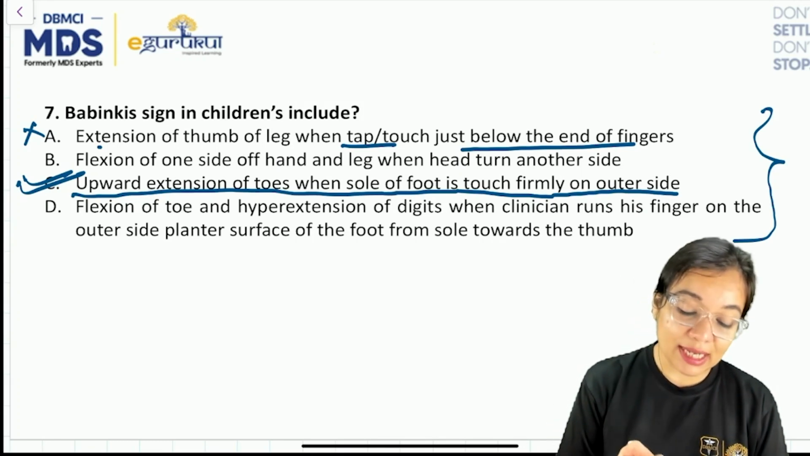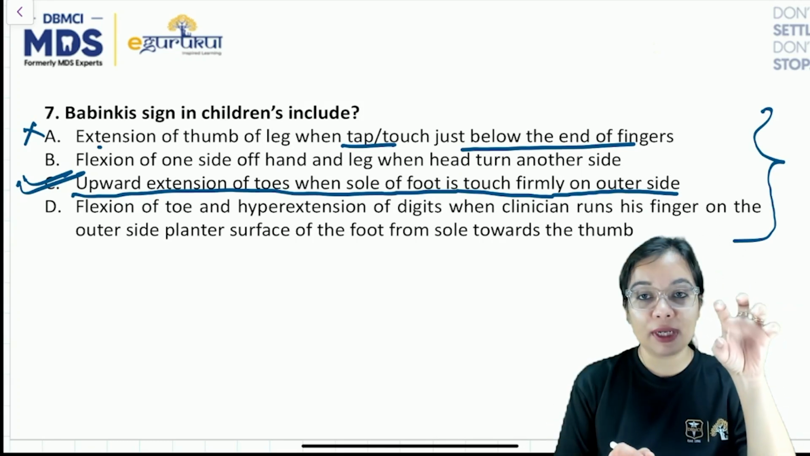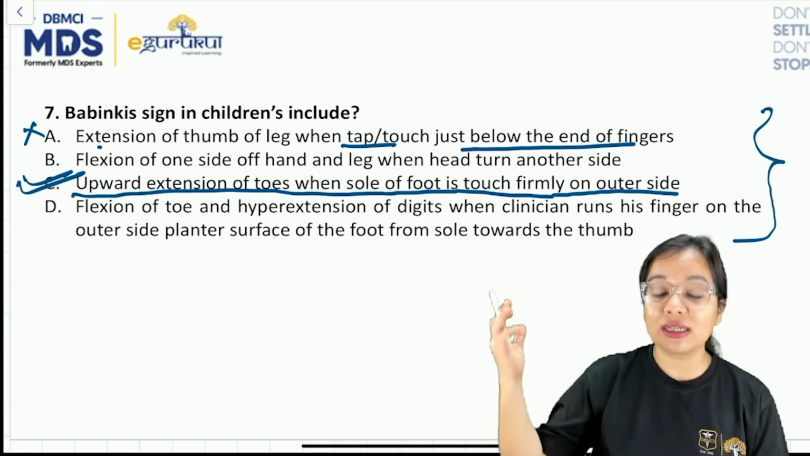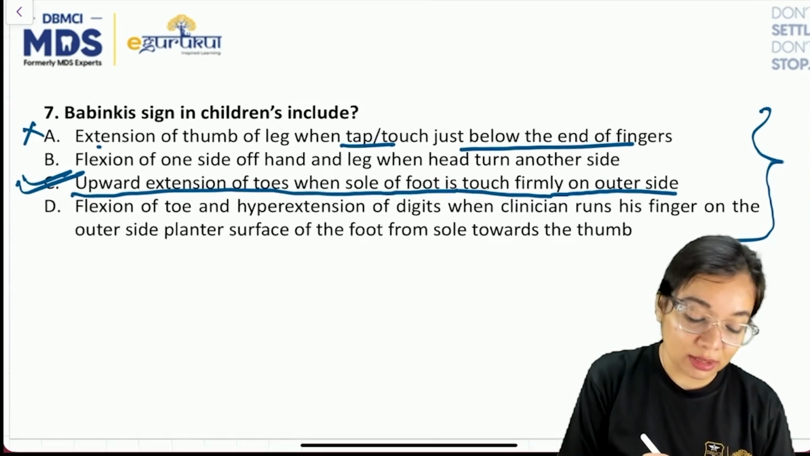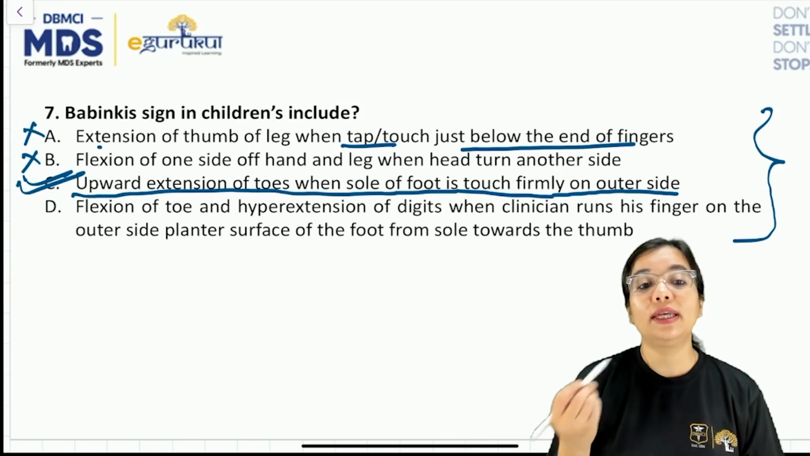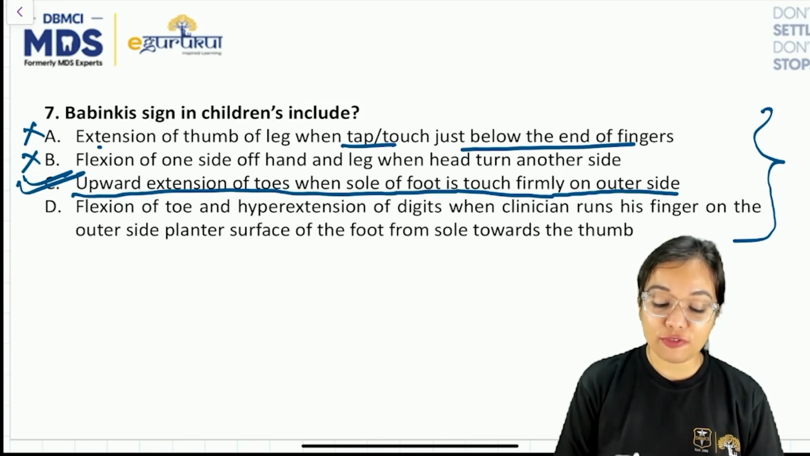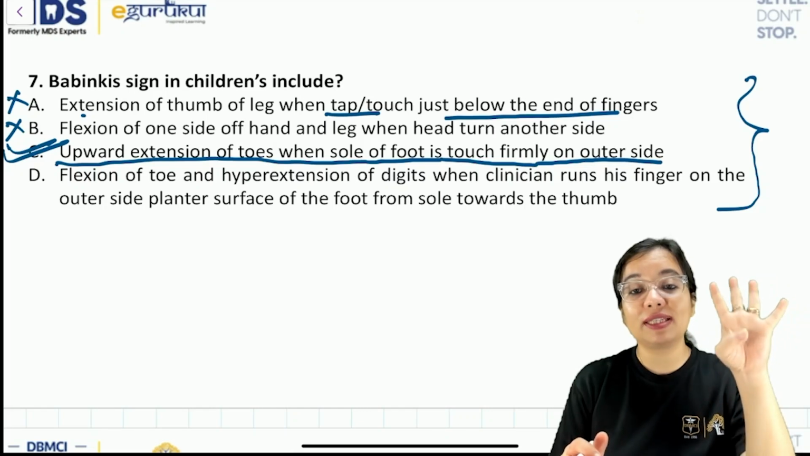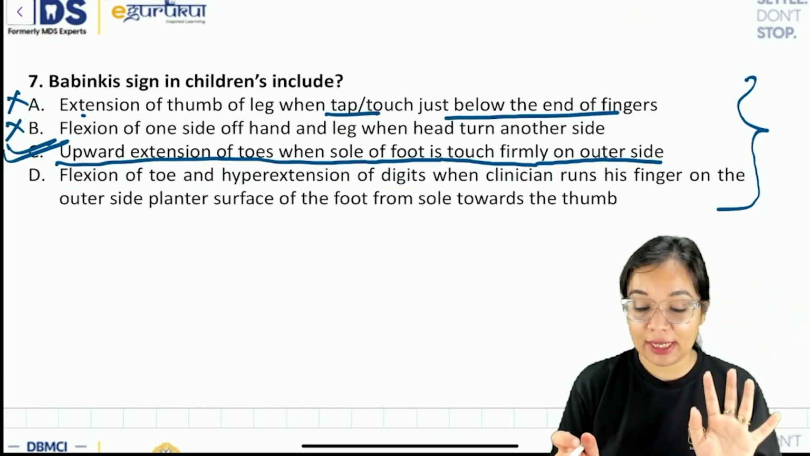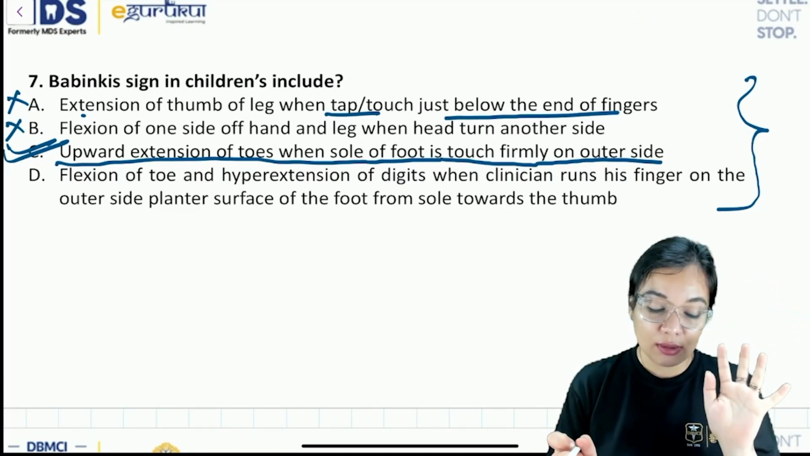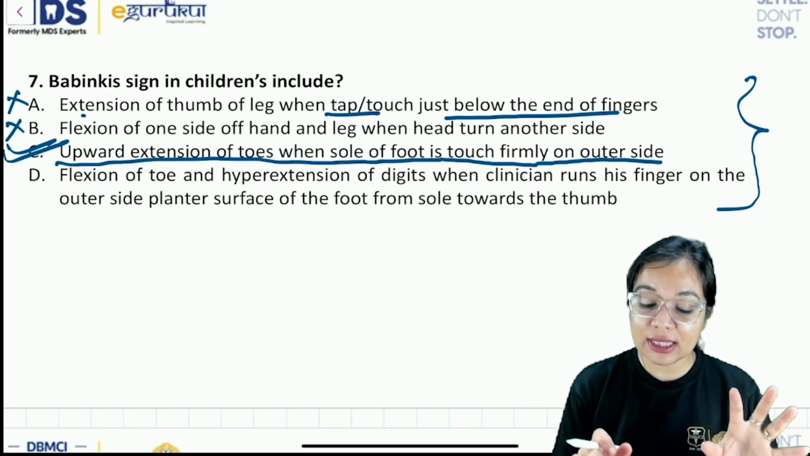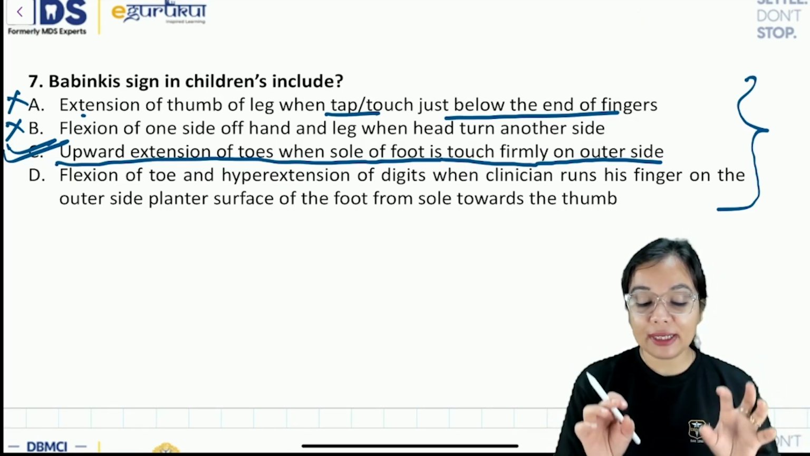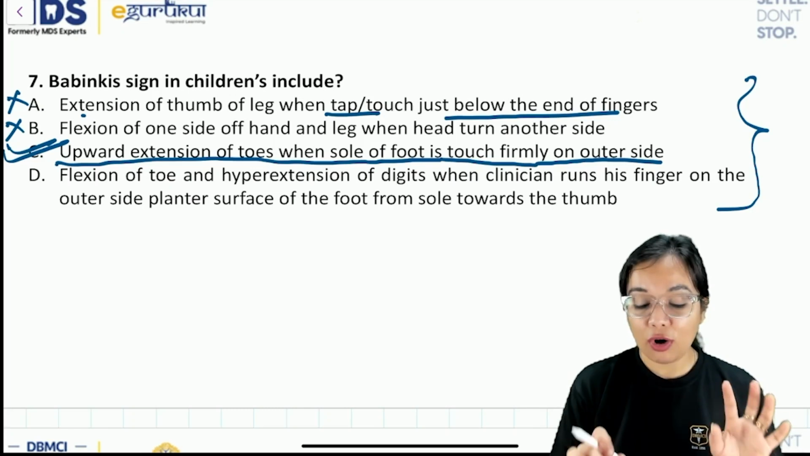The option B says flexion. So flexion means bringing together of one side of the hand or leg when the head is turned to the other side. No, that is another one. And then option D is flexion of toe and hyperextension of digits. That means the toe is flexed and the digits are hyperextended, when the clinician runs his finger on the outer side of the plantar surface of the foot, the sole.